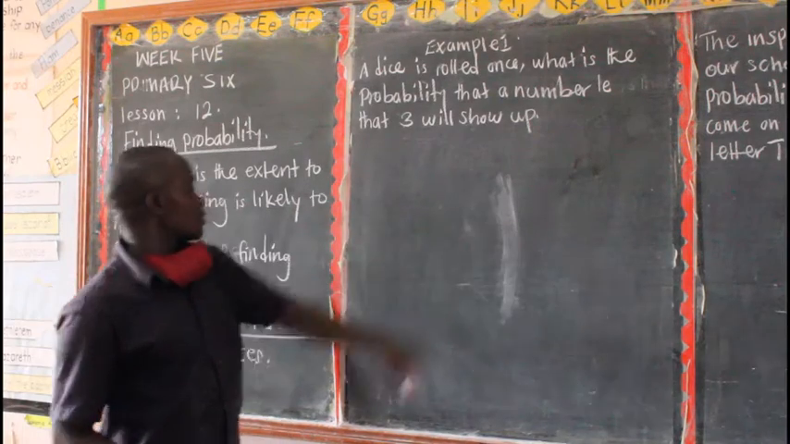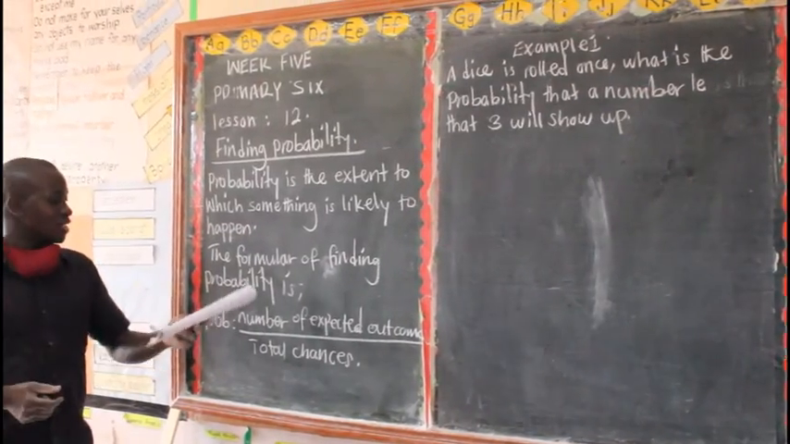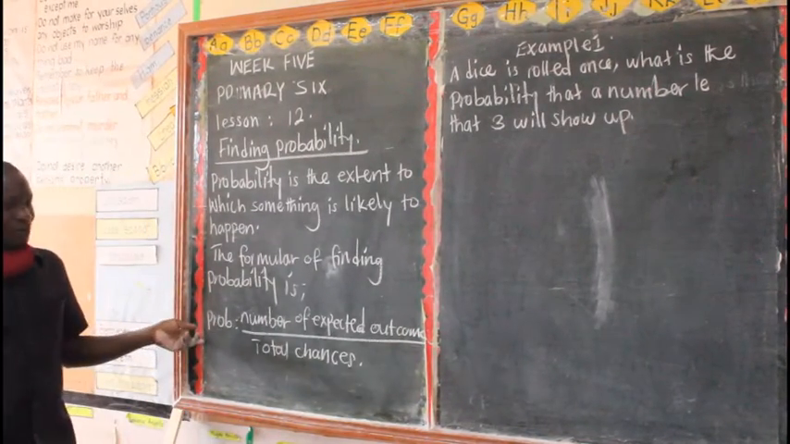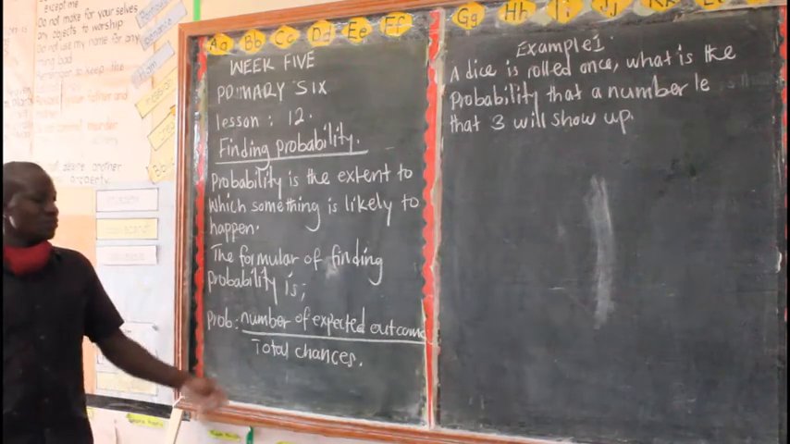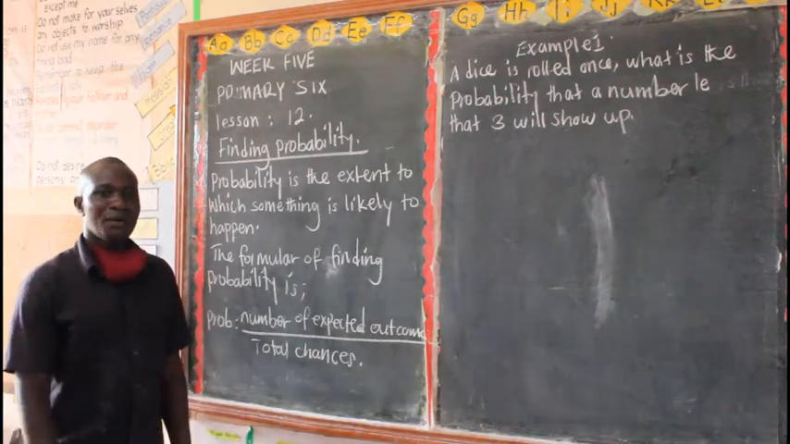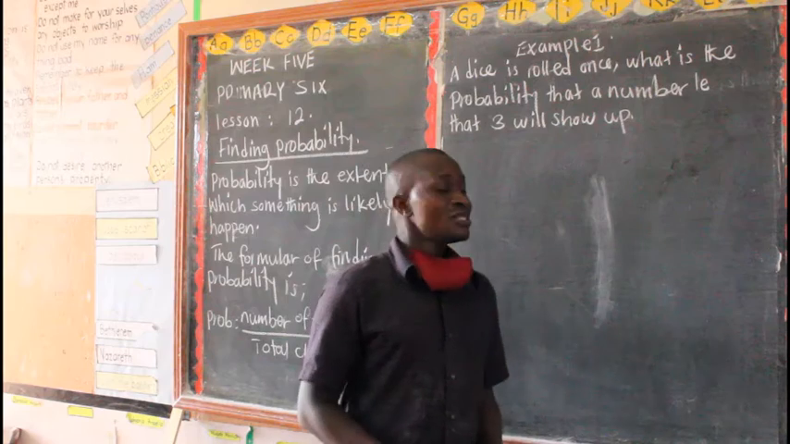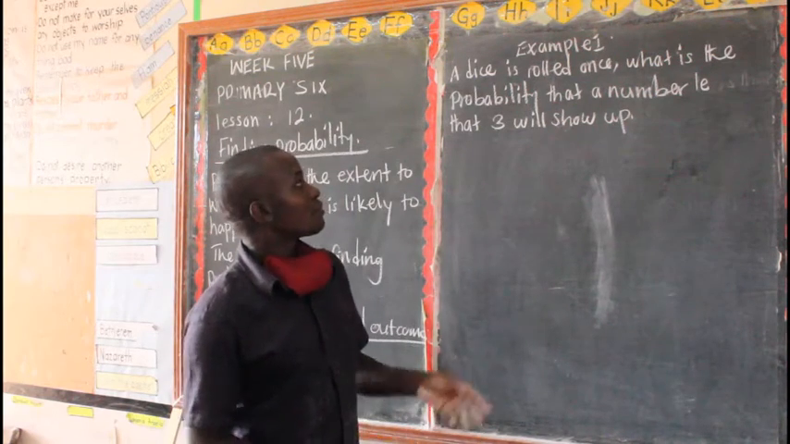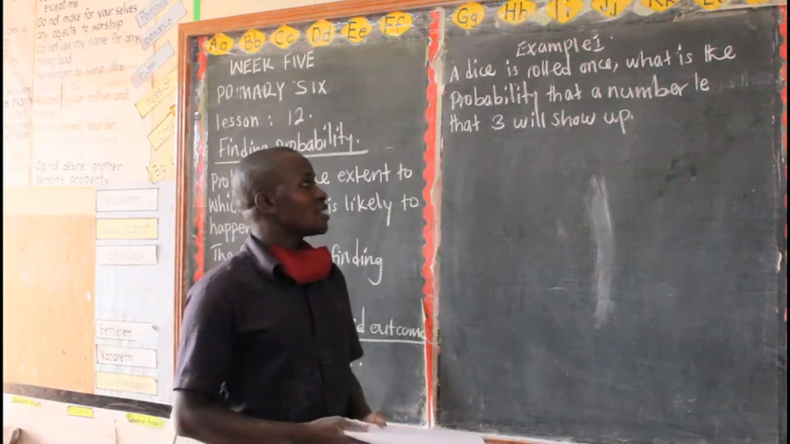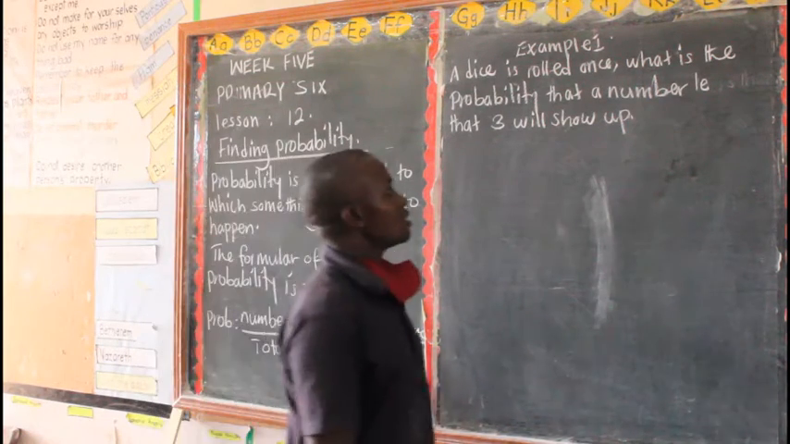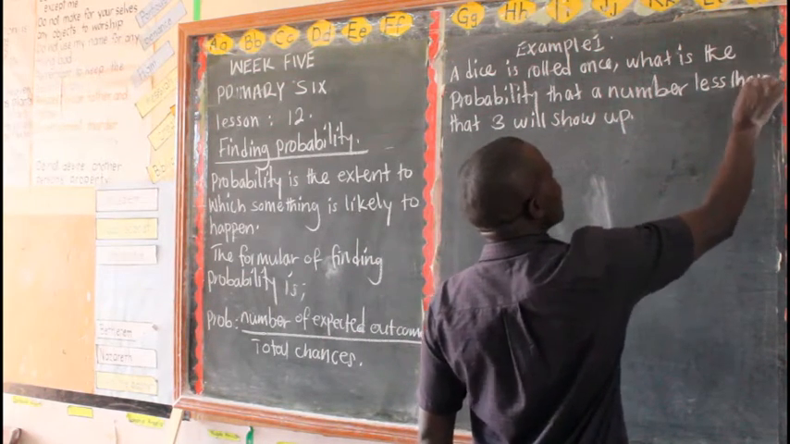Now, let's look at the formula of finding probability. The formula of finding probability is number of expected outcomes out of total chances. Then example 1. A dice is rolled once. What is the probability that a number less than 3 will show up?